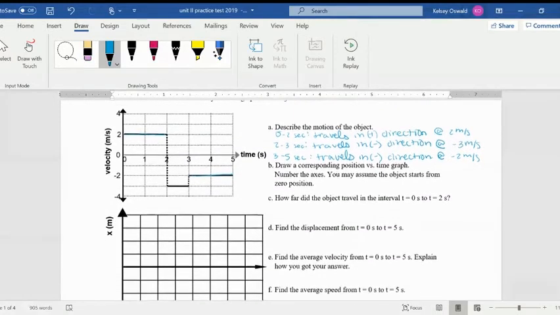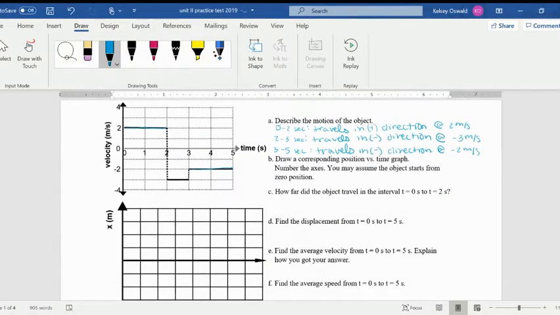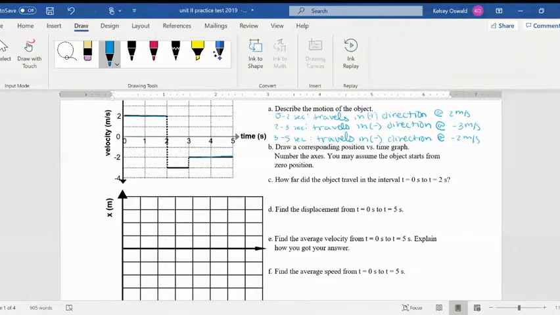Okay. For B, we want to draw a corresponding position versus time graph. And it tells us we may assume the object starts from the origin. That's how the object starts, at 0. In order to do this, we need to figure out how far our object travels in each time interval. So our first interval was 0 to 2 seconds. And there we saw it is moving at a rate of 2 meters per second. So that tells us it traveled a displacement of 4 meters.